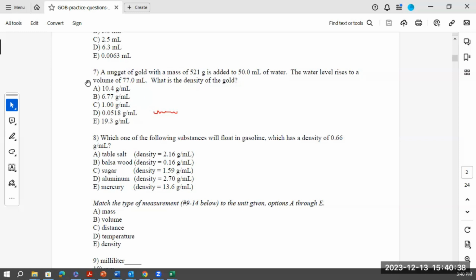So they gave us the weight, but they said you added 50.0 milliliters of water, and when that happened, it went up to 77.0. So that means the volume being occupied by that gold was how much? It was 27. So the volume change was 27, right? So then that lets us know what we're going to be dividing by.